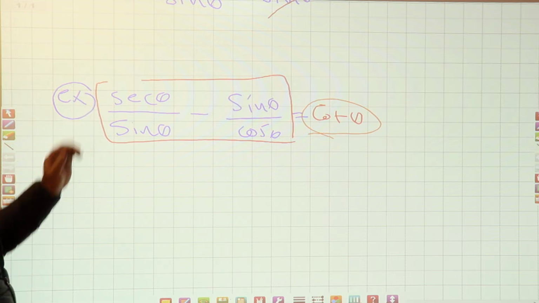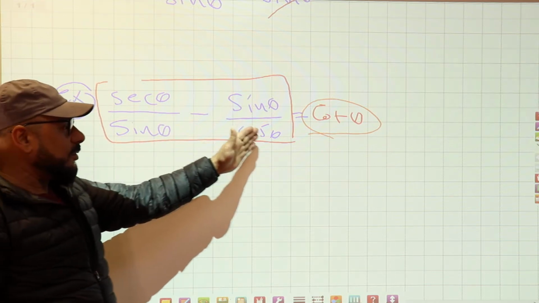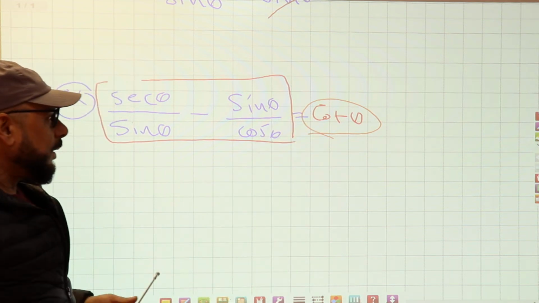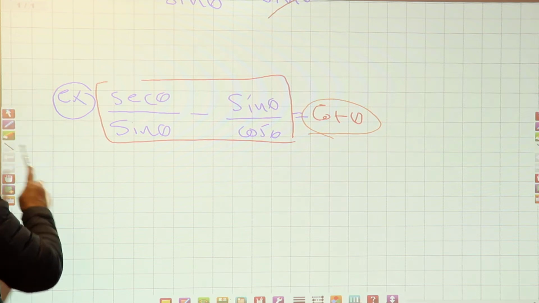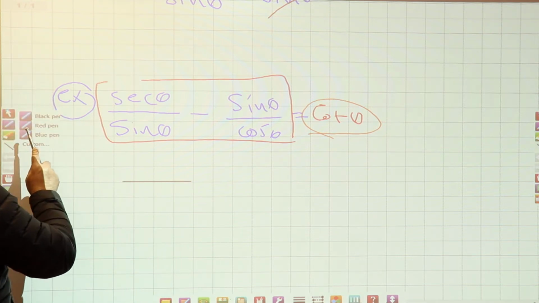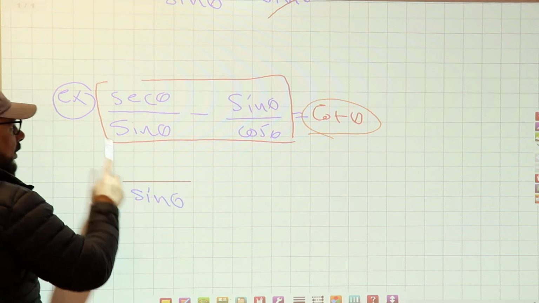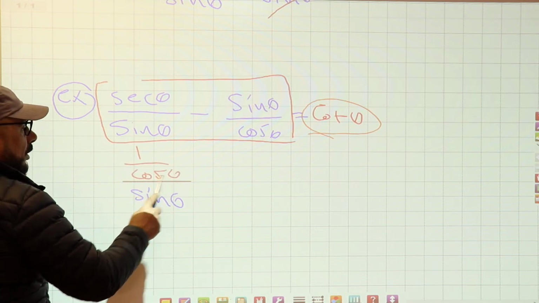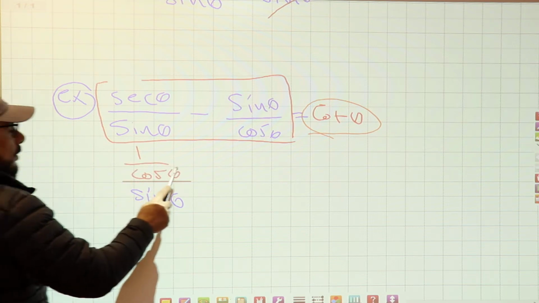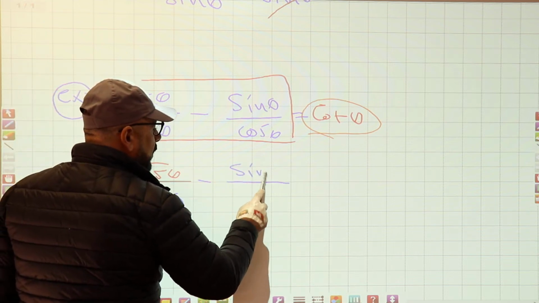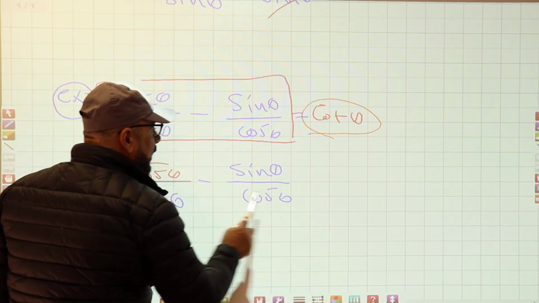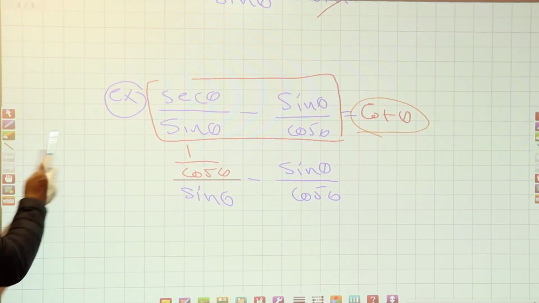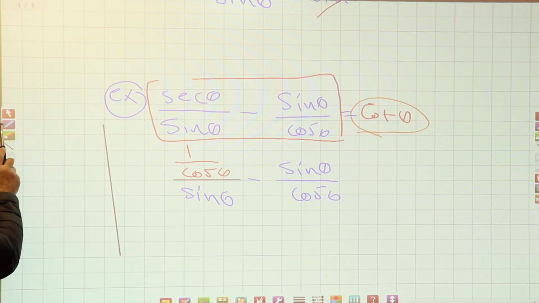Now I have this one: secant theta over sine theta minus sine theta over cosine theta equals cotan theta. I need to prove this guy. Okay. On the bottom, sine theta. In the top, 1 over cosine theta minus sine theta over cosine theta. What I did, the first step, as I told you before, anything you have, bring it back to the form of sine and cosine.